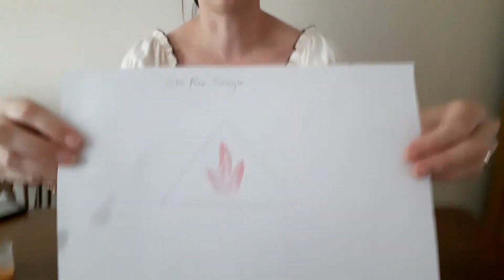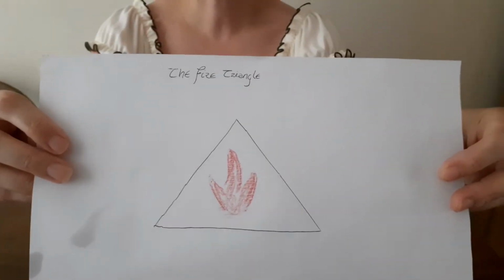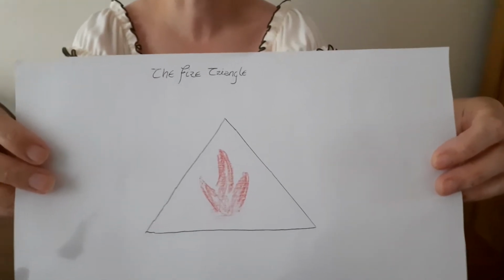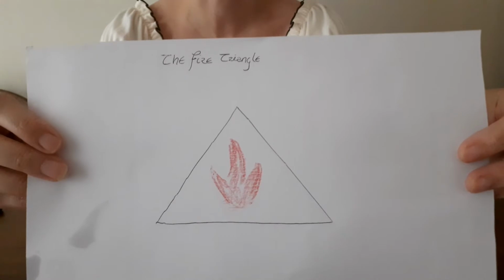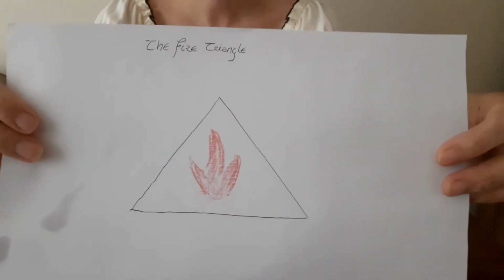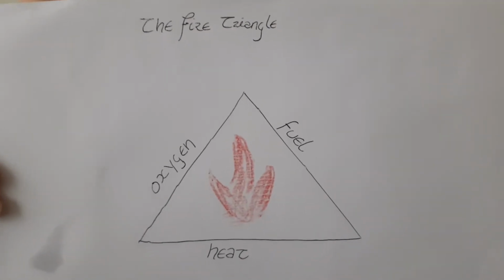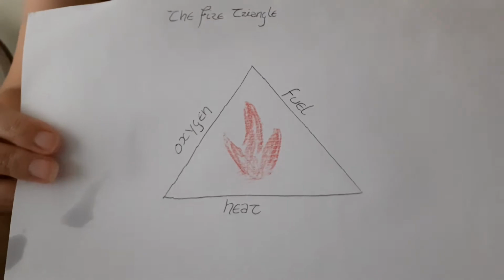So what we're going to do today is the fire triangle. What I want you to do is write down the 3 things that you think fire needs to burn. There are 3 things. Pause the video and write it down. And here's the answers.